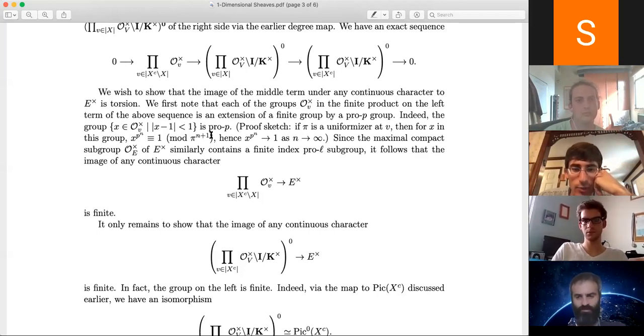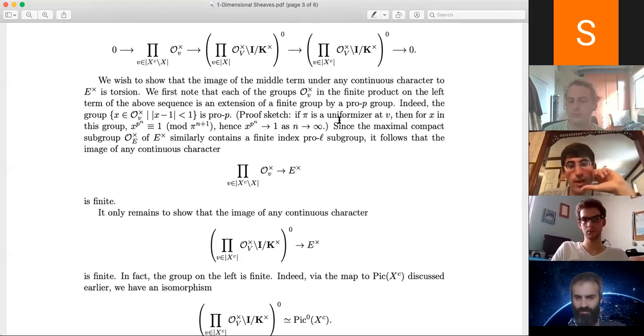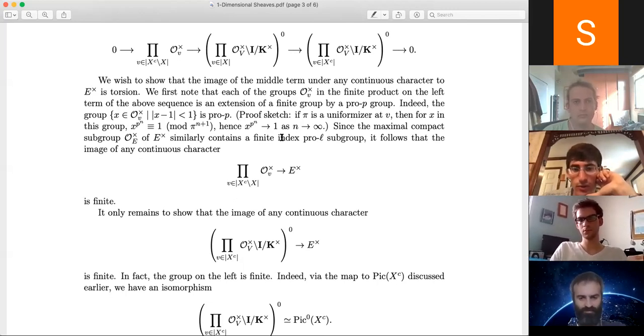This is actually pro-p. And the reason is similar to a calculation we did before. If pi is a uniformizer at v, then for x in this group, if x is congruent to 1 mod pi, then x to the p to the n is 1 mod pi to the n plus 1. So each time you raise to the p, you get closer to 1. And therefore, x to the p to the n tends to 1. So x was arbitrary, so this is pro-p.